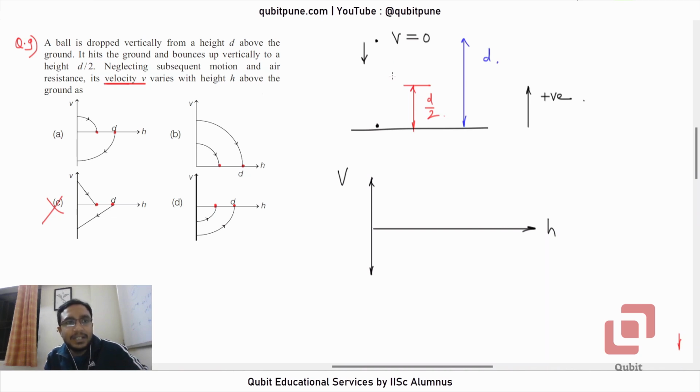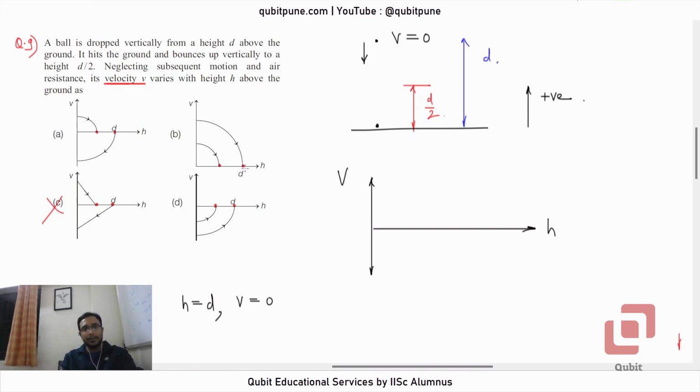Initially the velocity will be 0. So when h is equal to d, velocity is equal to 0.